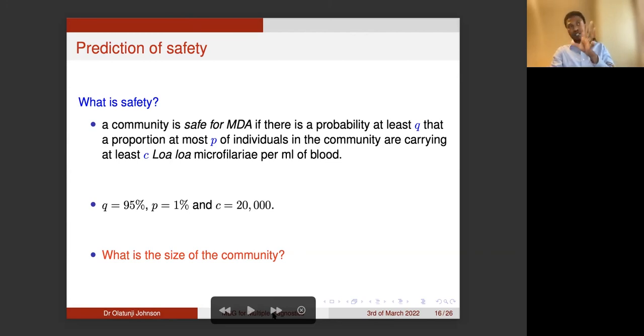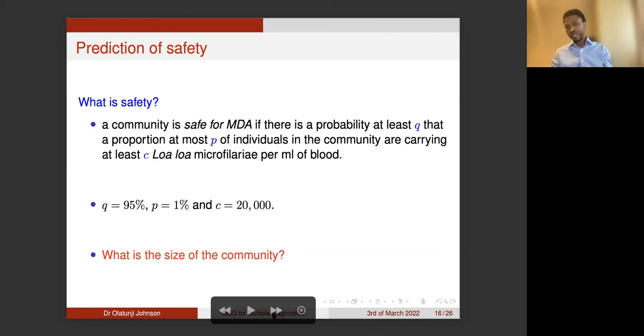I didn't come up with this definition anyway. The experts define it this way: if you are very sure that less than 1% of the people in a particular community have at least 20,000 microfilariae per ml of blood, then it is safe. Very sure means you are 95% confident that less than 1% of people in this community carry at least 20,000 microfilariae in their blood. That is the definition they use to say this area is safe for MDA.